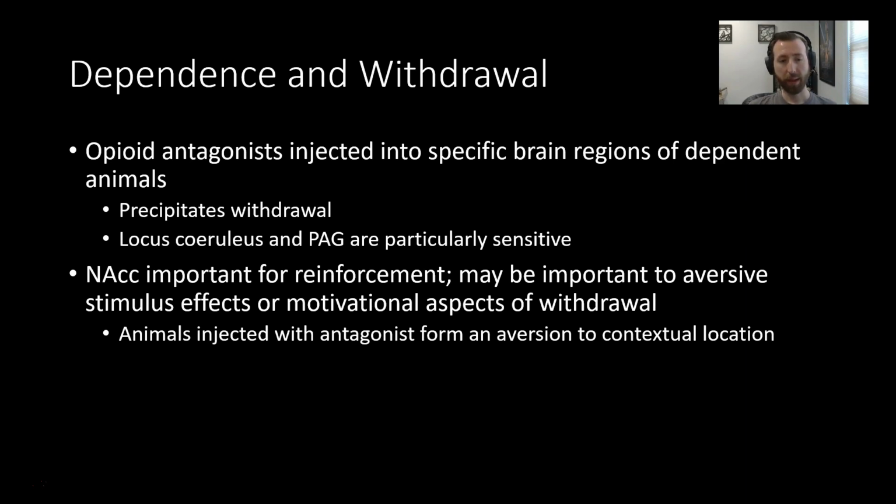The nucleus accumbens, as we know, is really important for the reinforcing effects of opiates. And what's really interesting is it may be important to the aversive stimulus effects and the motivational effects of withdrawal. So if you recall, there's that strongly emotional aversive component to being in a withdrawal state. By administering an antagonist directly into the nucleus accumbens, not only did that precipitate withdrawal and create an unpleasant state, that was such an aversive event that the animals were conditioned to that event and learned to actually avoid the location in which they were injected. So, if you remember our previous discussion, they formed a conditioned place aversion to the antagonist being administered. So antagonizing activity in the nucleus accumbens is not only important for withdrawal state, it's highly aversive to the point where animals will learn to avoid that location.